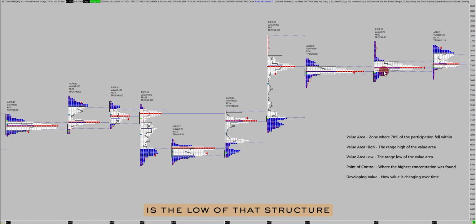Now the point of control is where we spent the most time, the highest concentration of time, and you could essentially say that this is as close to fair value and the point of agreement as possible. An even better case can be made for this when you see that it is confirmed by the volume point of control. But for now, obviously, we're just talking about the TPO point of control. This is where the highest concentration is found, and I have this designated by this red line moving through the course of this profile.